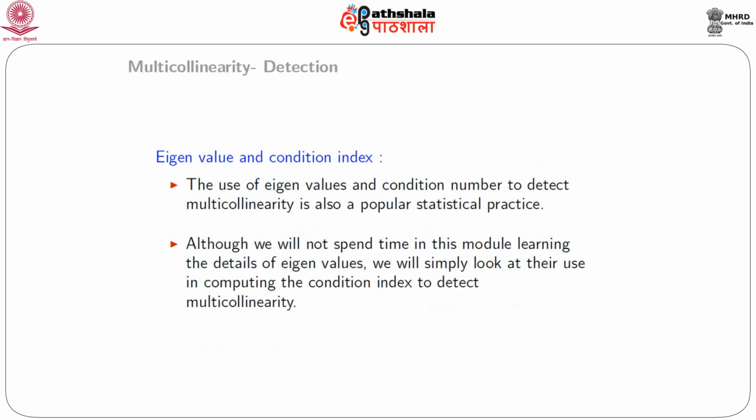So let us look at the next method of detection of multicollinearity. This method is the use of eigenvalues and condition index. The use of eigenvalues and condition number or condition index to detect multicollinearity is also a very popular statistical practice. Although we will not spend time in this module learning about the details of eigenvalues and their computation for a given matrix, we will simply look at their use to detect multicollinearity.